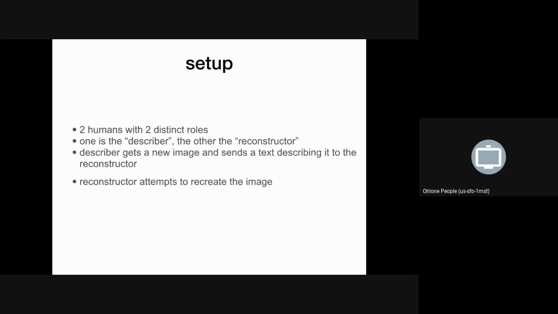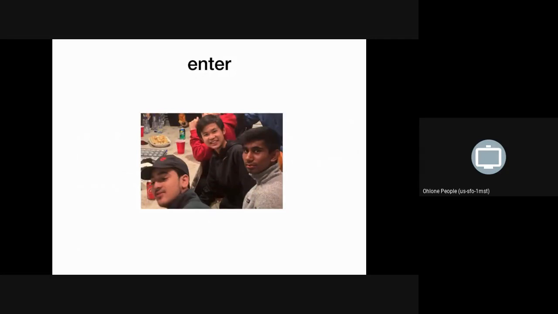So what we did was take two humans with two distinct roles, one being the describer, the other the reconstructor. The describer gets a new image, never seen, but captured by us or by some other human, not on the internet, not on Facebook. And he needs to describe that new image using text to the reconstructor, the other human, and the reconstructor attempts to recreate that image. Okay, so that's basically the experiment. Of course, you might imagine this is very onerous, takes a lot of time.